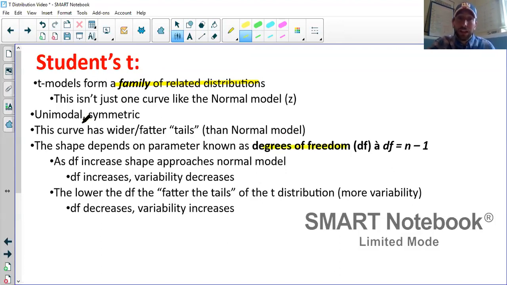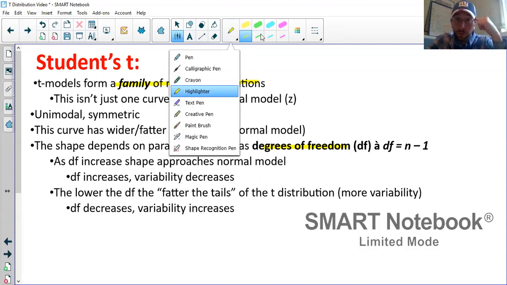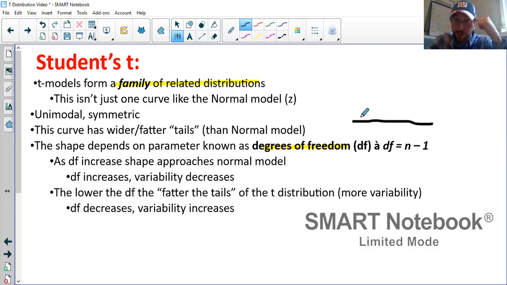Now, before we get into that, as we saw in the title slide, it is unimodal and symmetric. The key difference is that it has fatter tails. So for example, if I were going to draw a normal model, maybe I'd do something like that, and forgive my drawing here because I am using a mouse. A t-distribution is going to have more variability. It's going to be a little more spread out, and it's going to have fatter tails. Notice the tails here on the right side, there's a little more width there as compared to the normal model. So that's what I mean by wider or flatter or fatter tails, however you want to say it.